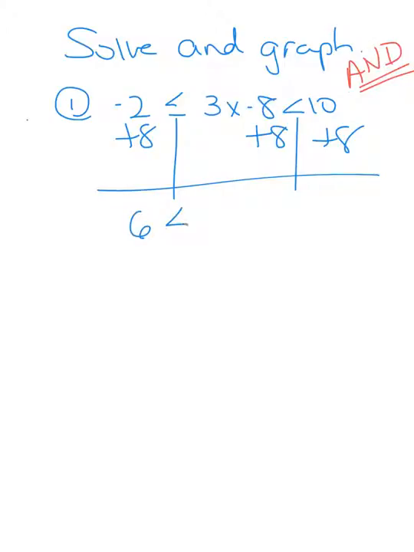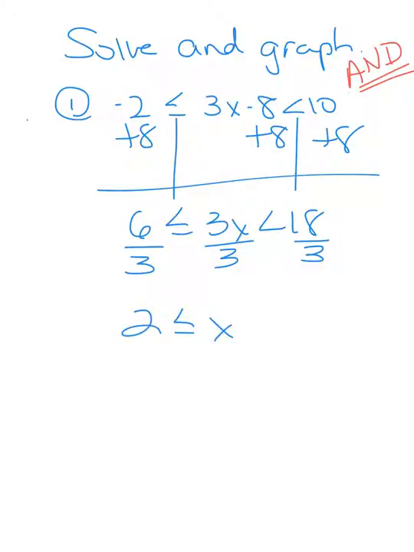And I have 6 is less than or equal to 3x, which is less than 18. Now from here, I'm going to divide by 3, again, to isolate my variable. Whatever I do to one section, I have to do the other sections. And I have 2 is less than or equal to x, which is less than 6.